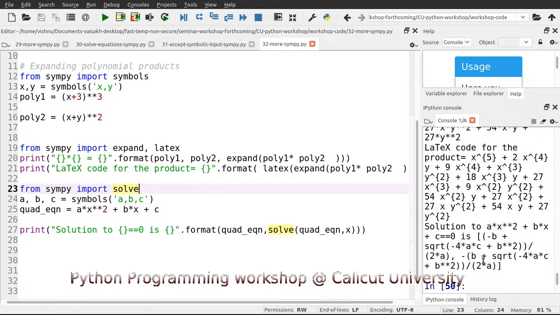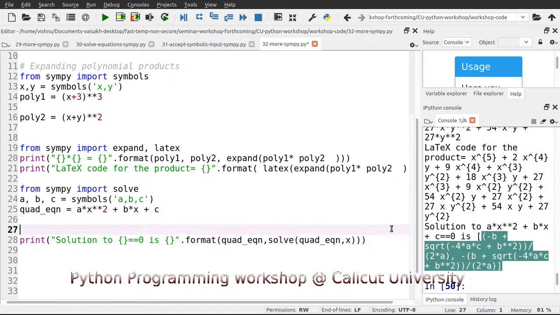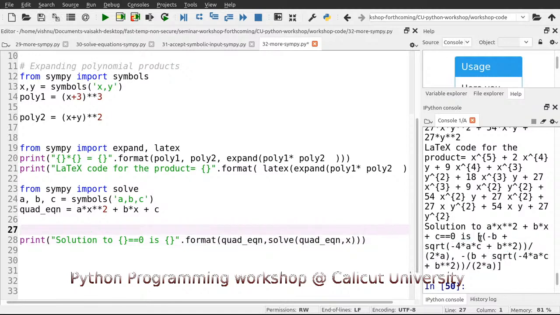Solve. So the solution is appearing as a list. I don't think that you can directly apply LaTeX code to this, but instead, let us try to print the solutions one by one. See that the solutions are actually listed as a list. So solutions are.